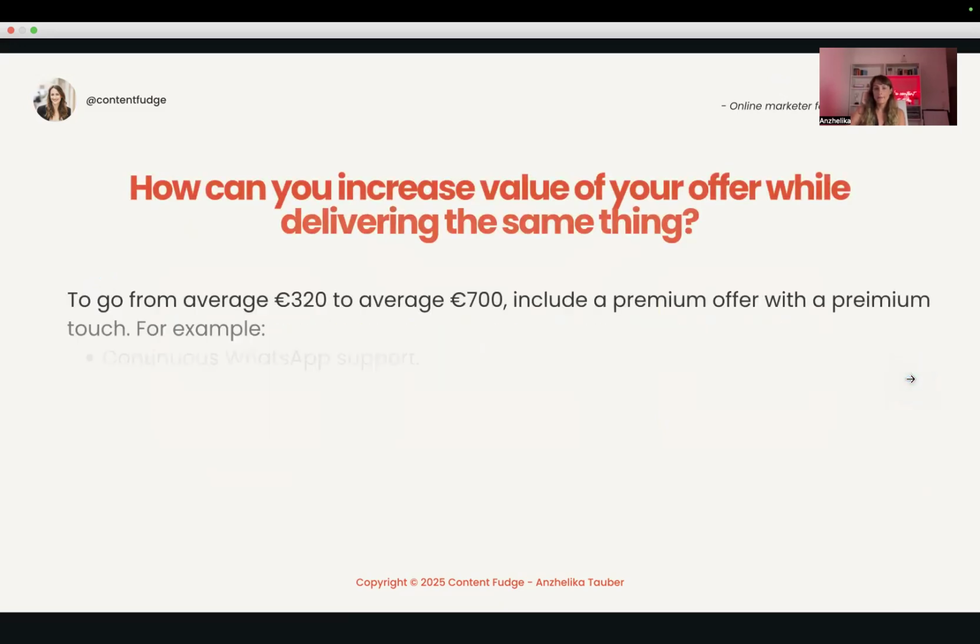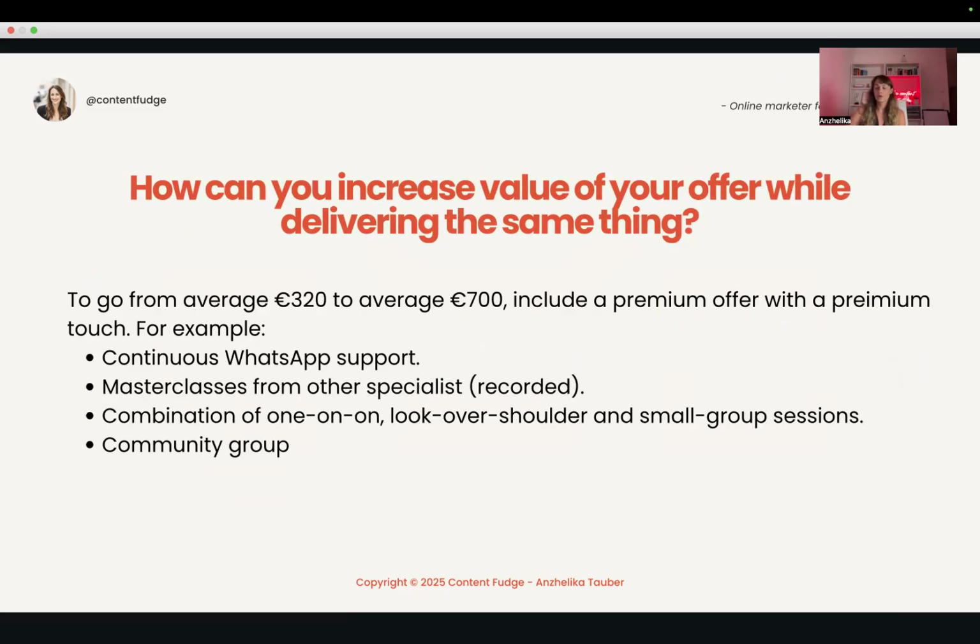So that is why we need to make sure that if you want to create a premium offer, and you have to create a premium offer, you also add something that increases the value of your offer while at the same time delivering the same thing. And that is possible because 20%, according to the power curve, 20% of your customers will want something personalized, hands-on, something premium, something where what others don't get, where they can work with you way deeper.